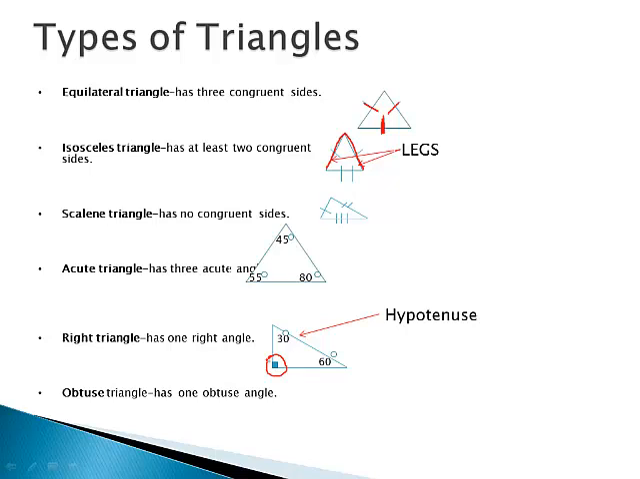And last one in terms of classification by angles is something called an obtuse triangle. That has one obtuse angle. Remember what obtuse means? Greater than 90 degrees. So, for example, I could have 130 degrees, 20 degrees, and 30 degrees. Those add up to 180. And this angle right here makes it an obtuse triangle.